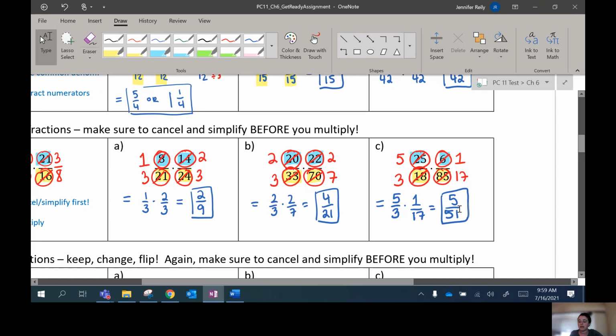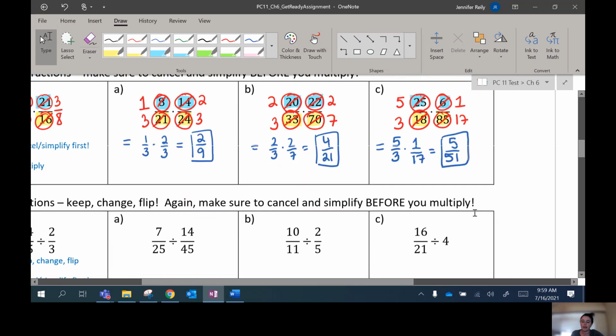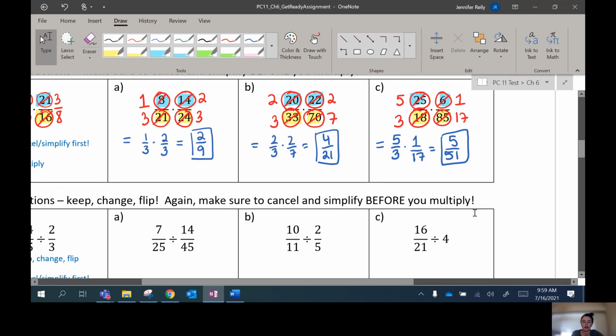Okay, great. And just as a quick note, this is a lot easier here. 3 times 17 is not the easiest multiplication to do in your head, but it's way better than 18 times 85 would have been, right? So the purpose of multiplying before is that we're making the numbers a lot smaller, a lot easier to multiply, and we won't have to simplify at the end. Okay. When you're dividing, you want to do the same thing. You want to cancel before you multiply.